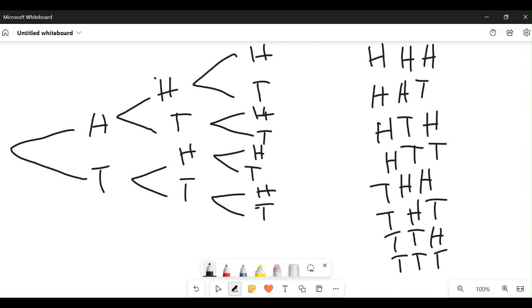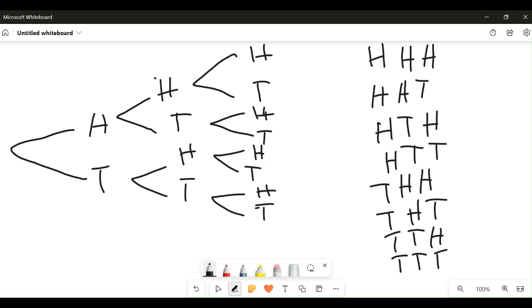When you count them, we have 1, 2, 3, 4, 5, 6, 7, 8. So the total possible outcomes we can have is 8. Each of them has a probability of 1/8, because the total possible outcome is 8.